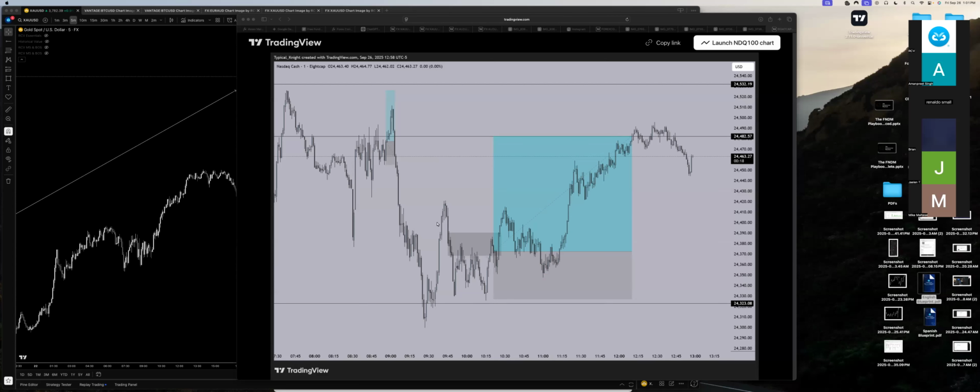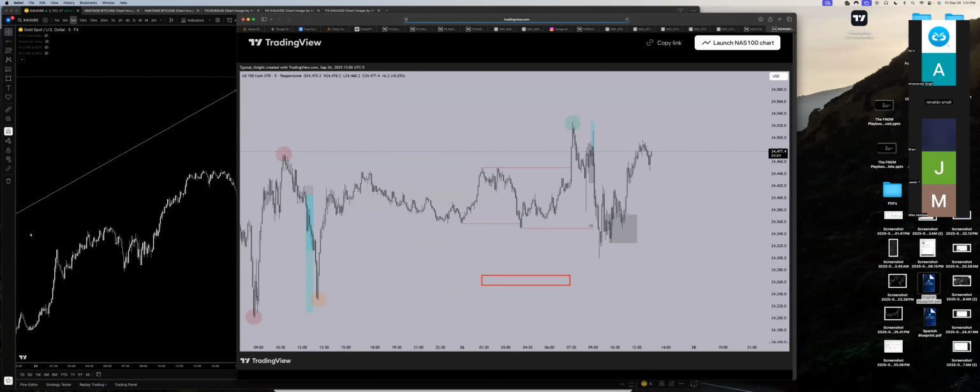The wick. Did the wick go into an efficiency? No, it did not. Wait, which one? Here? Oh, actually, let's see. The one around the entry area. Yes, it did. Ah, okay. Then yes, I would agree. Aim for this. It's just an example. I would aim for that for sure. 100%. If I'm taking this scenario here.